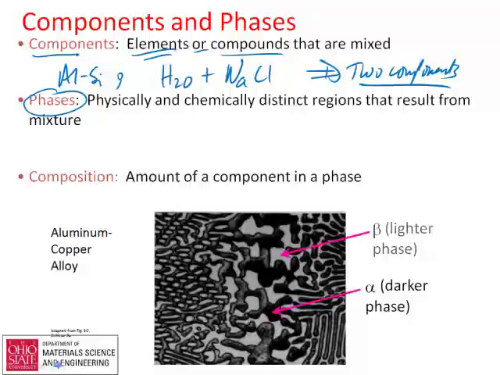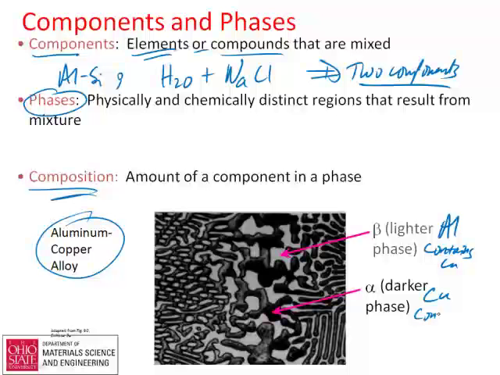And then composition we talked about last slide also. It's basically how much of each component is in each phase. Okay, so this is again an aluminum copper alloy. This lighter phase is aluminum rich, still contains copper. And then we have this darker phase, which is copper rich, which also contains some aluminum. So it doesn't mean that these things are pure, but they're distinct from one another, and you can see that they're distinct. You could measure hardness, density, any number of properties, and see that they're distinct from one another.